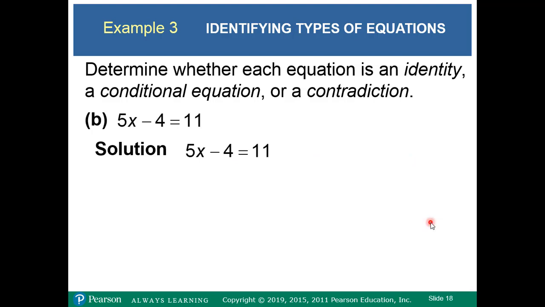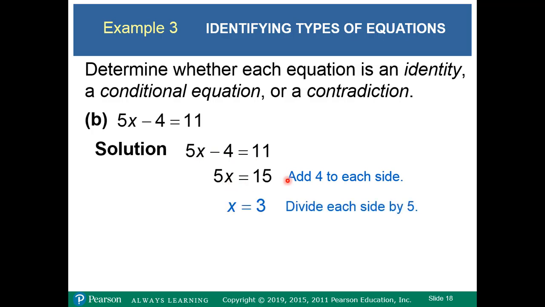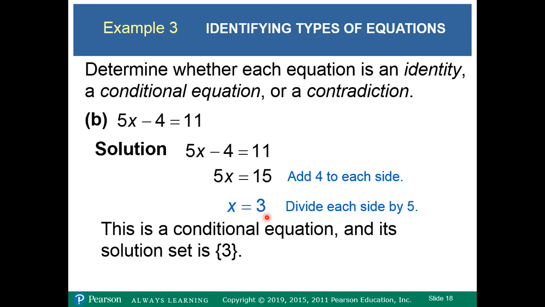Now what about this one? Let's solve for x. What do we get when we add 4 to both sides? We're going to get rid of the 4, so we move the constant over here. We add 4 to both sides, and we get 5x equals 15. Then we divide each side by 5, and we get x equals 3. So we solved it, and this is a conditional solution. It's true when x is equal to 3, and false otherwise. So that's a conditional equation.